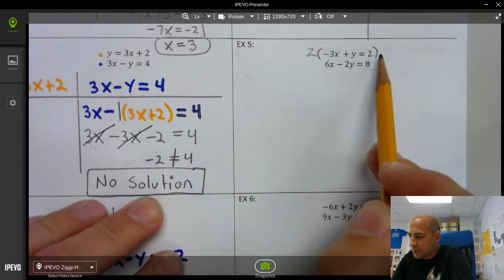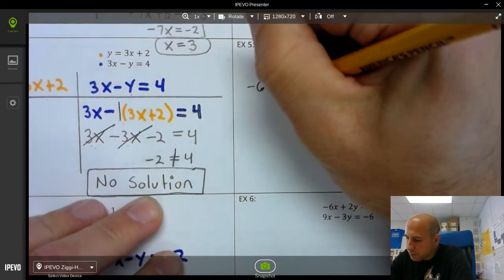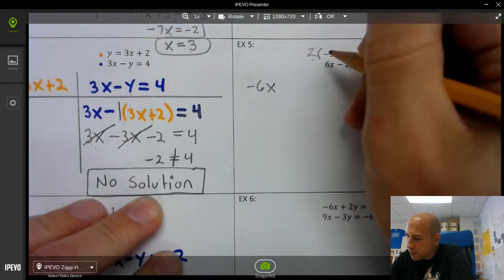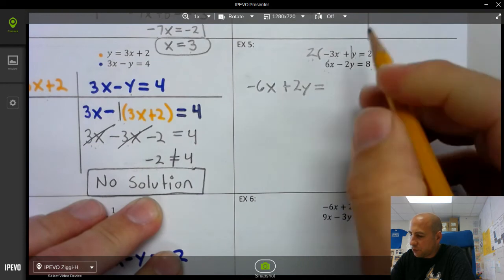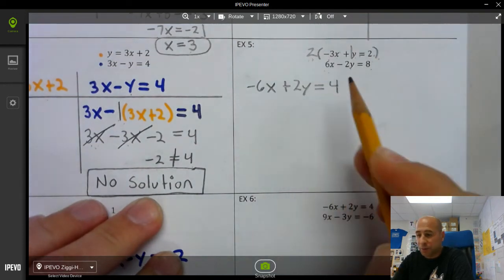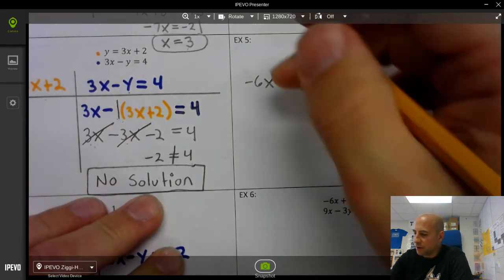So I'm going to multiply the top equation by 2. So 2 times negative 3x is negative 6x. 2 times y, that's a 1, so 2 times 1y is 2y. And 2 times 2 is 4. Remember, if there's an equal sign, you have to multiply every term by that number. Okay? All right, and then we rewrite this second equation.